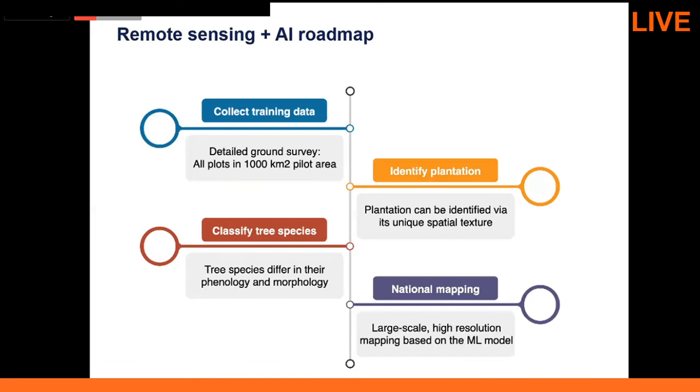The overall roadmap here is to collect the training data, first identify plantations, then start to be able to classify. I said tree species. Actually, in addition to classifying tree species, we'd like to go further and classify cashew plantations by health and by practices that are applied. And then scale that to a national mapping. So not just to do a small sample area, but actually be able to do this for an entire country or region.